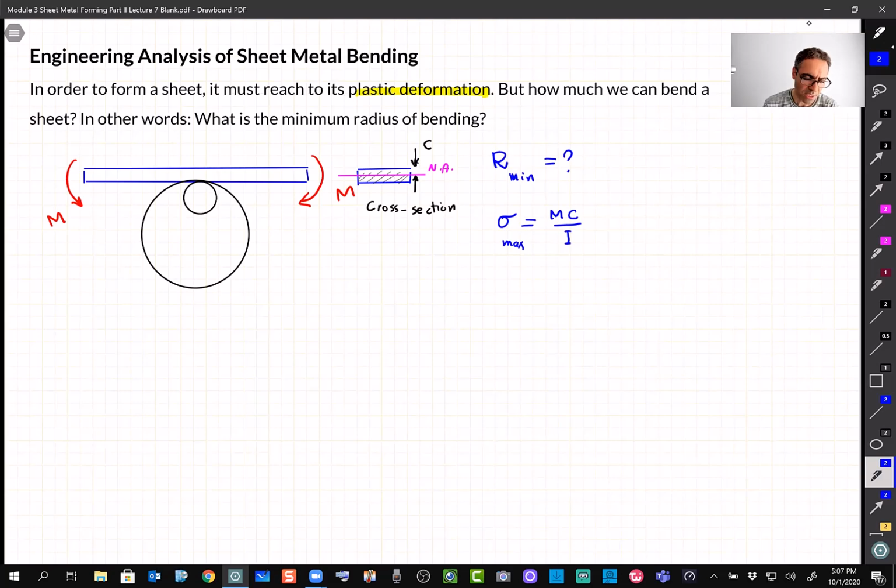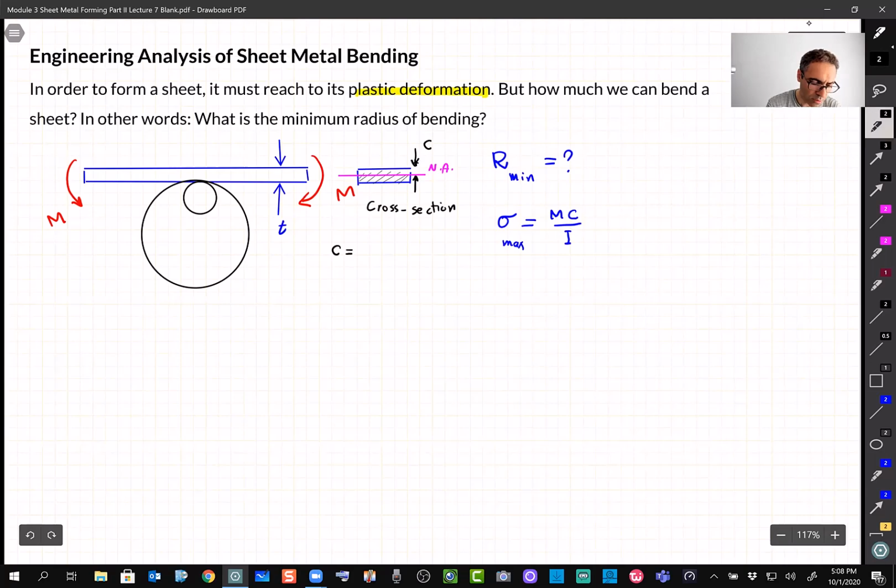So sigma max here is MC divided by I. If the plate that I have, or the beam that I have, has a thickness T, let's show it by T, then obviously this C is equal to half of the thickness, right? So that's one thing that we learned.